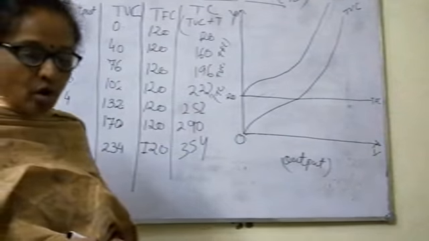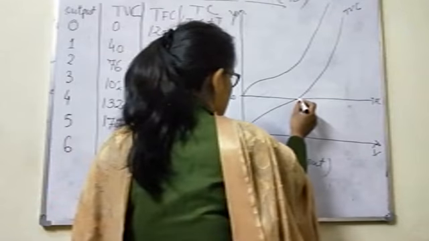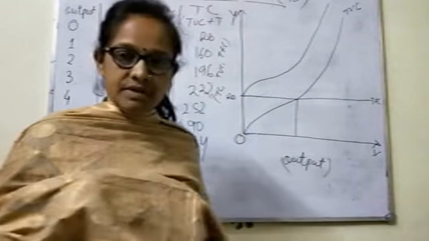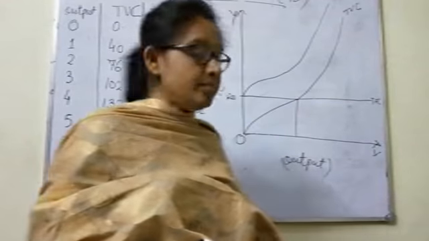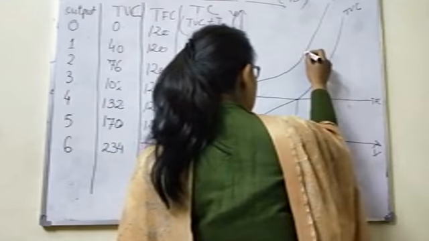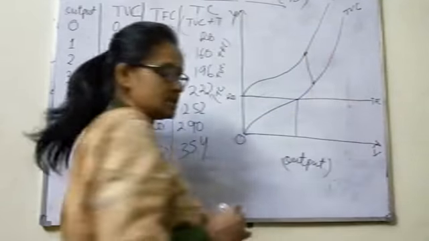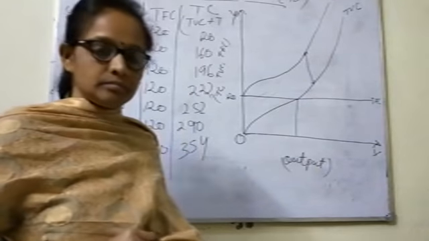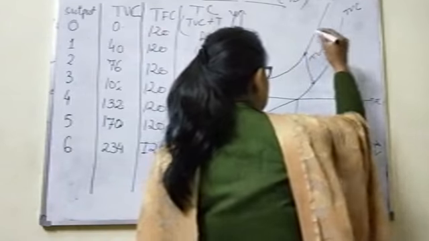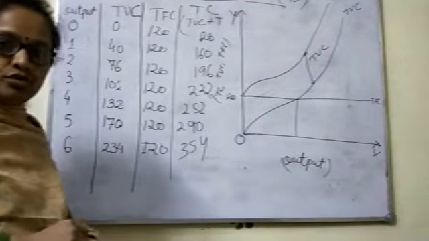This is the shape of TC, TVC and TFC. Parallel. This gap must be parallel. This gap must be parallel. Okay, because here TC follows TVC. This is the shape. All of you draw.